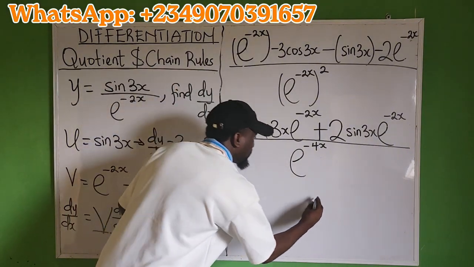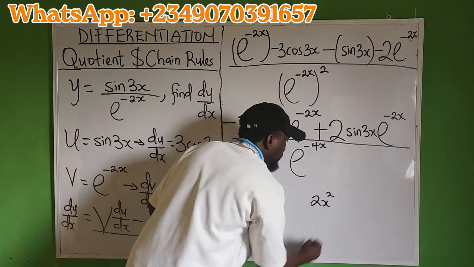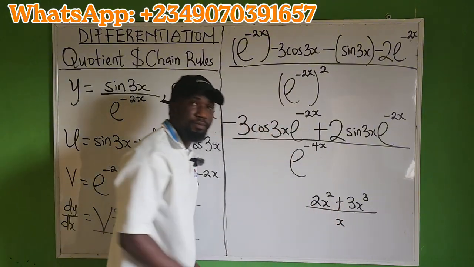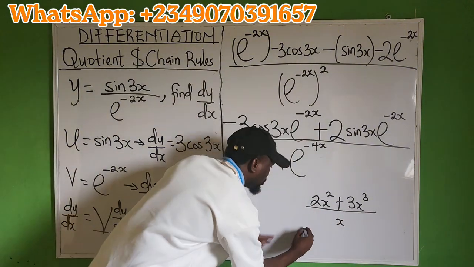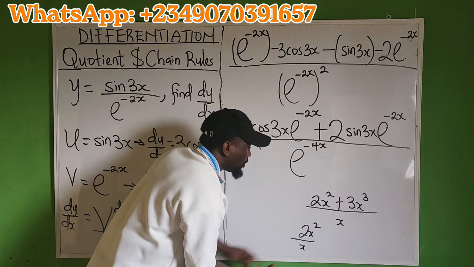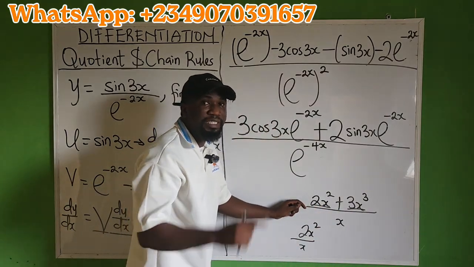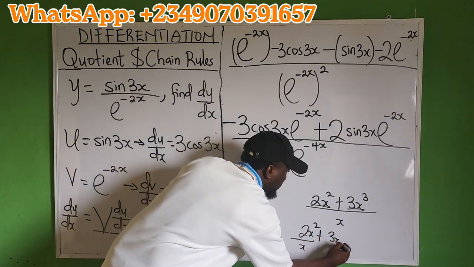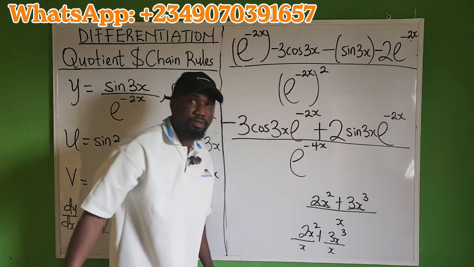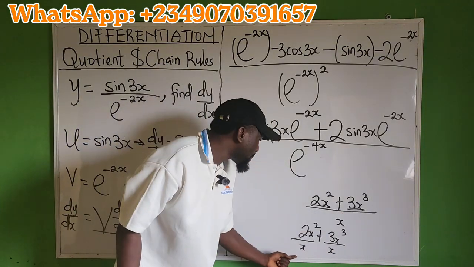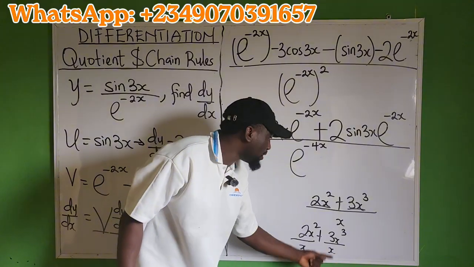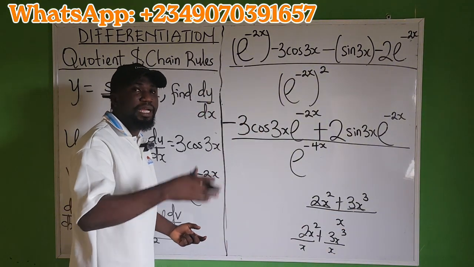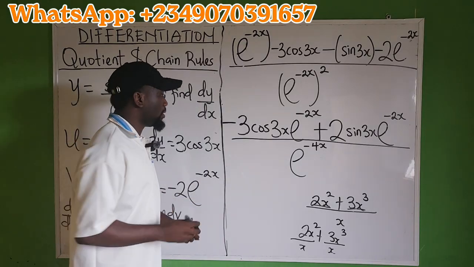If I have, let's say, 2x squared plus 3x cubed, then divided by x, this means 2x squared divided by x plus 3x cubed divided by x. They both have the denominator x. How we got this is by finding the LCM. The LCM is x. Then we now have this. I want to do it this way so that I can easily divide some things. That's the meaning. All right.